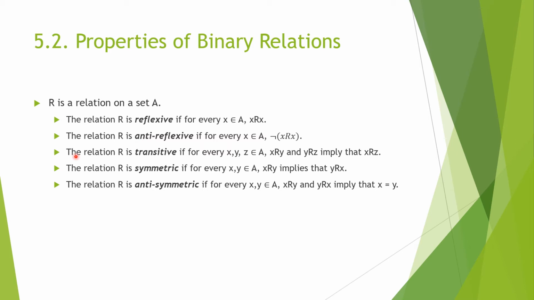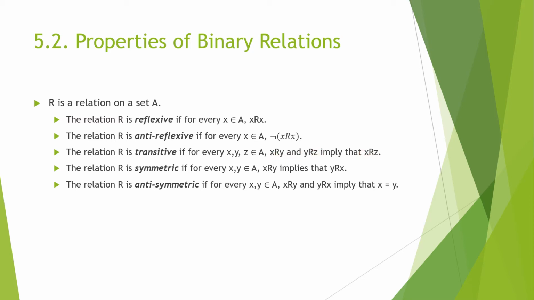Another definition is the definition of transitivity. The relation R is transitive if for any 3 elements X, Y, and Z in the domain A, if X is related to Y and Y is related to Z, then X has to be related to Z. This is called transitivity. We have seen transitivity a lot before, like for example in a less than relation we said that if X is less than Y and Y is less than Z, that means X has to be less than Z.